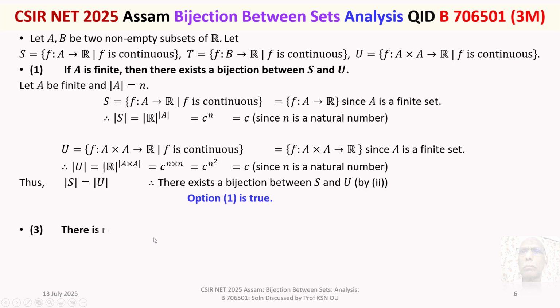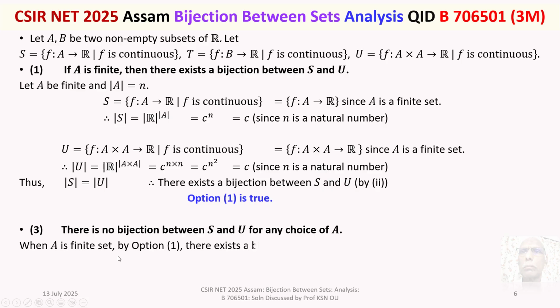Let us look at option 3. There is no bijection between S and U for any choice of A. No, this is not true. For the choice of A, when A is finite, we have seen that there is a bijection between S and U. So, when A is a finite set, by option 1, there exists a bijection between S and U.